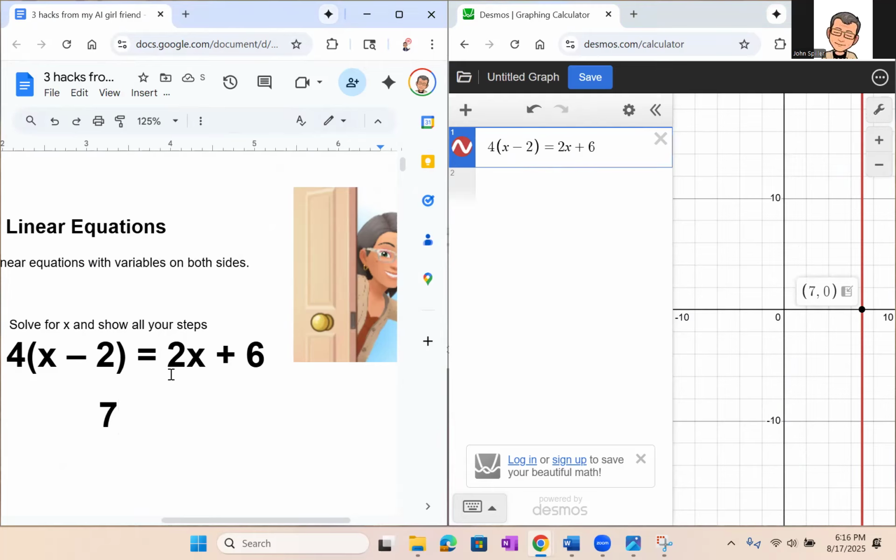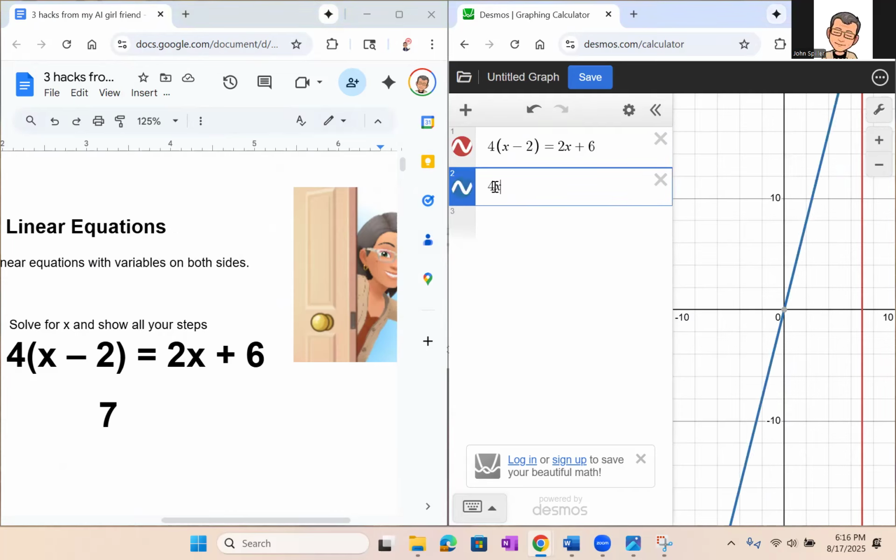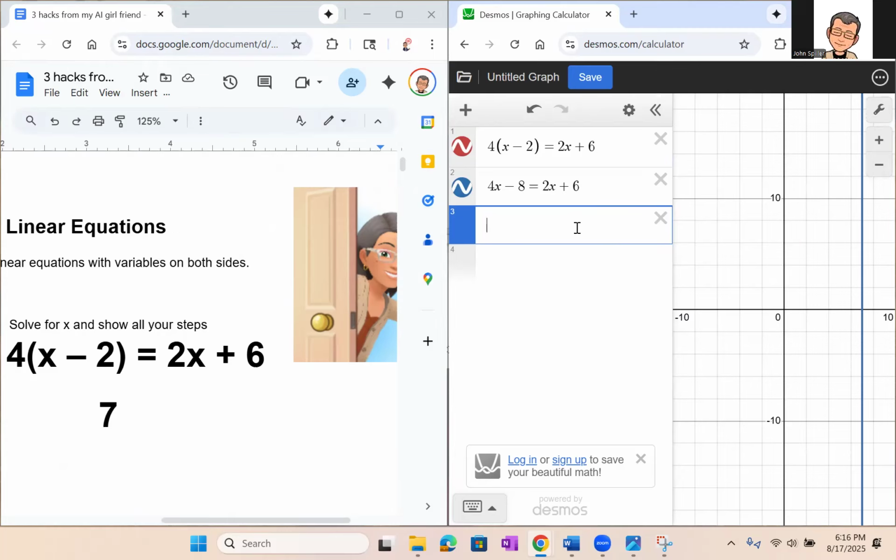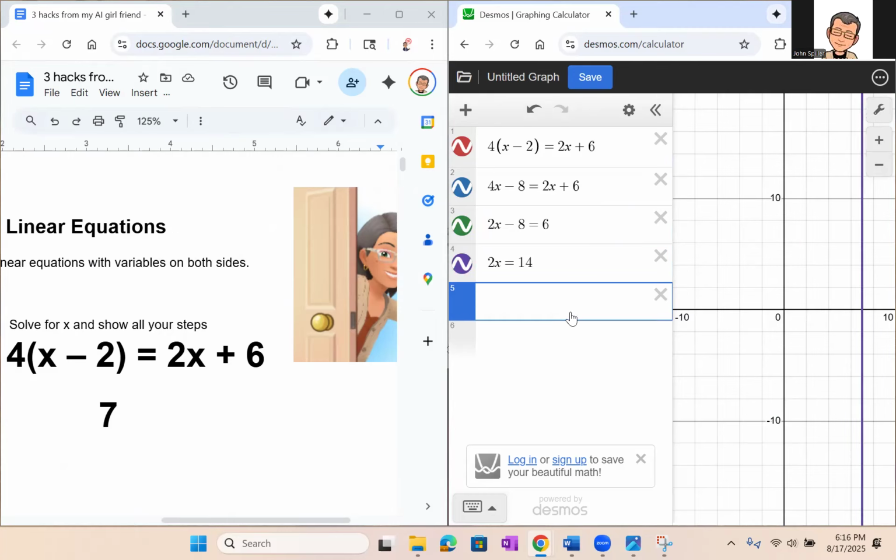Done. Now it's going to say all this, show your steps and everything. Well, if you wanted to, you could distribute: 4x minus 8 equals, and you can check yourself as you're doing this because it's still that same line. Now we're going to subtract 2x from both sides. So 2x minus 8 equals 6, and it's still that same line. Then we add 8 to both sides: 2x equals 14. It's still the same line. And now x equals 7.